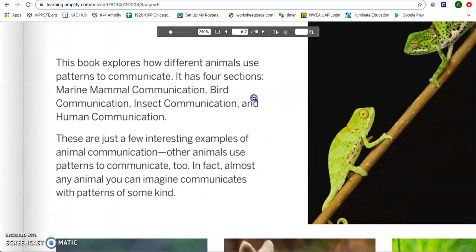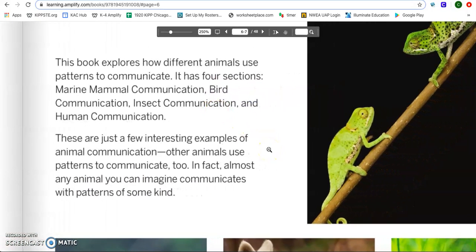Turn to the next page. This book explores how different animals use patterns to communicate. It has 4 sections: marine mammal communication, bird communication, insect communication, and human communication. And I'm guessing that we're going to be very focused on the marine mammal communication.